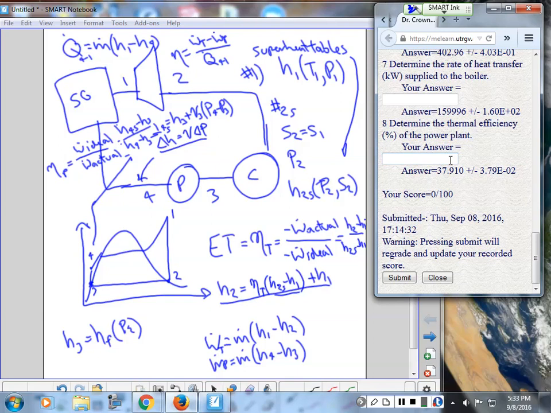So this is a basic Rankine power plant, but with isentropic efficiencies. And this is the hardest one of the next homework set. The other ones have no isentropic efficiency in the turbine or the pump, so those go really fast.